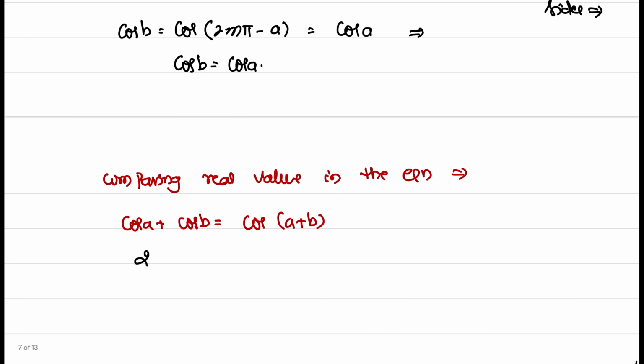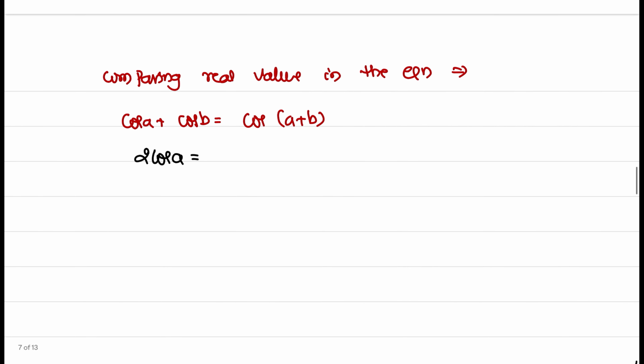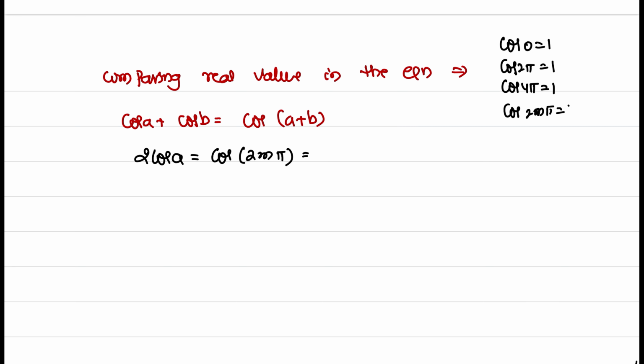So 2 cos a is equal to, what is cos a plus b? A plus b is 2m pi. Cos 2m pi. What is cos 2 pi? Cos 2 pi is equal to unity. Cos 0 is equal to 1. Cos 2 pi is equal to 1. Cos 4 pi is equal to 1. Similarly, cos 2m pi is equal to 1.